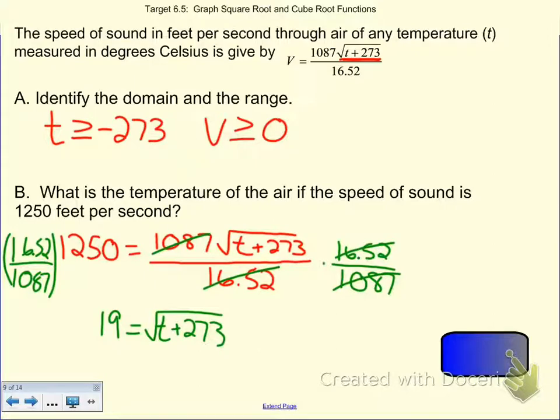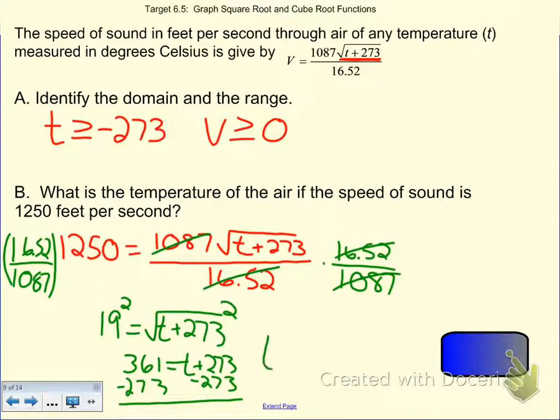And now this is just a basic radical equation you need to solve. You're going to square both sides. 19 squared is 361 equals T plus 273. Subtract 273 from both sides. And you get the wonderful answer of T equals 88. And it's going to be degrees Celsius. Make sure you always label real-world application problems.